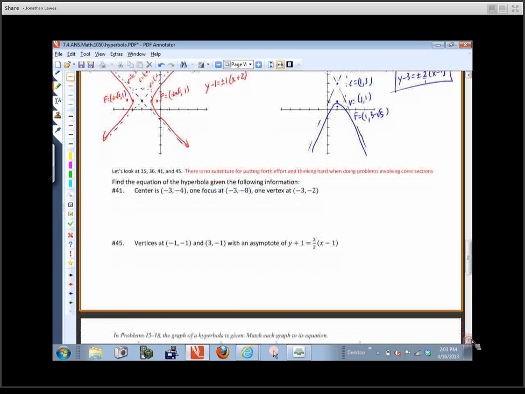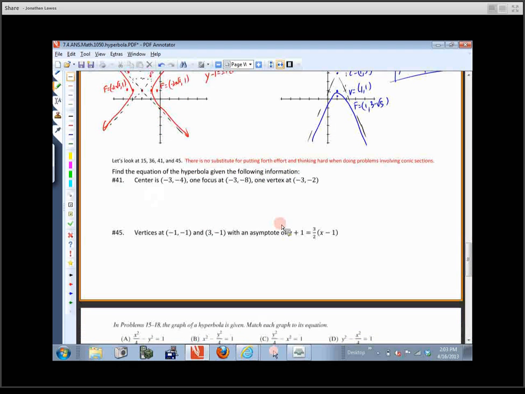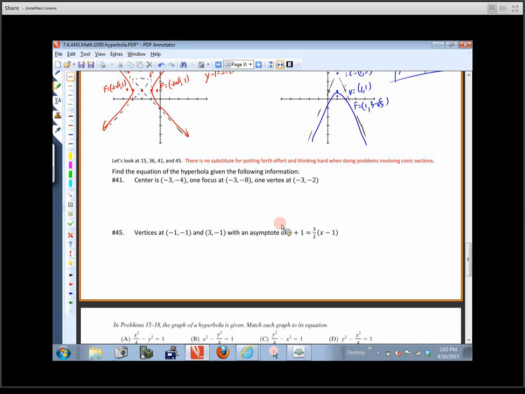Okay, so let's take a look at this one. It says, find the equation of the hyperbola given the following information. Again, you don't have to graph it, just come up with the equation. That's all I want to do for now. So the center is -3, -4. That tells us a huge amount right there. Let's roughly sketch where that would be: -3 and -4.